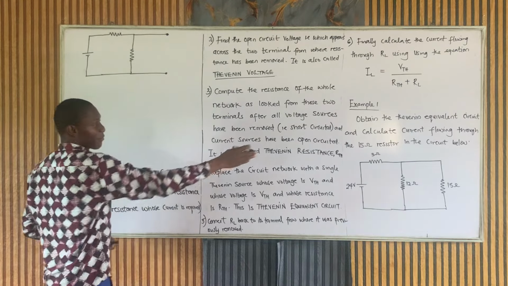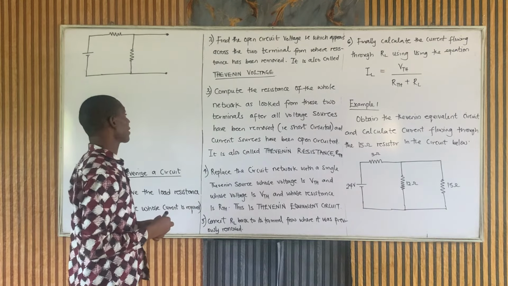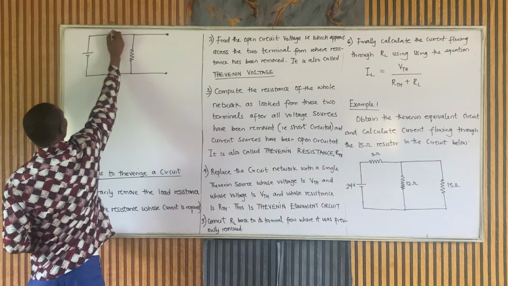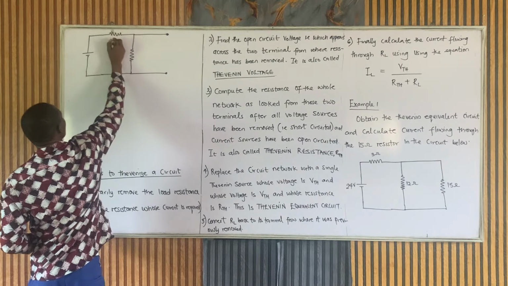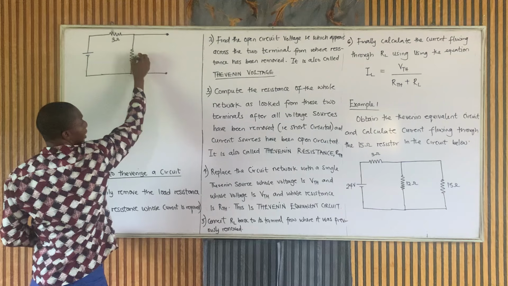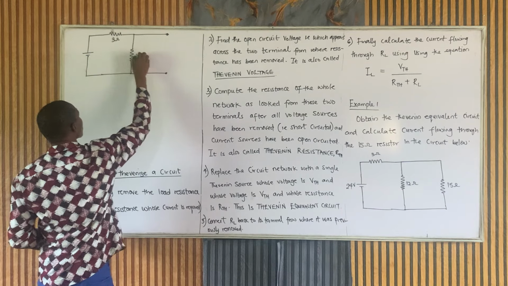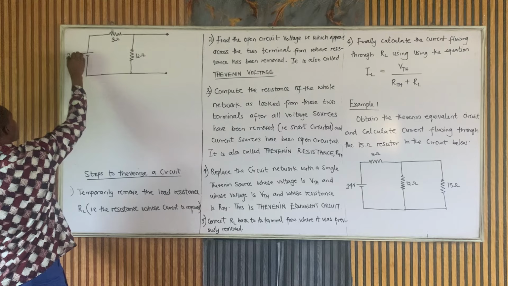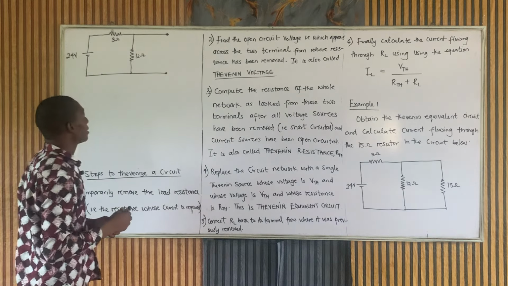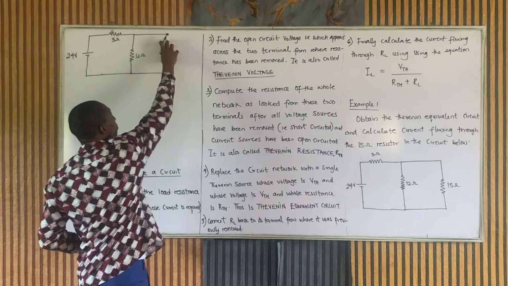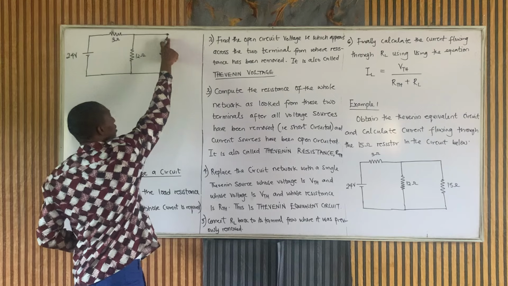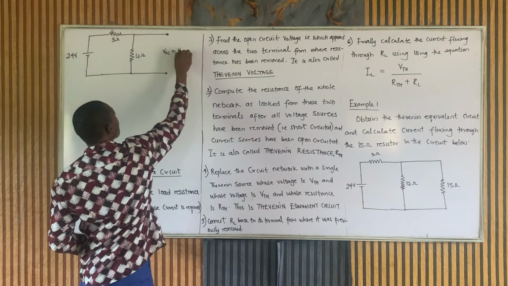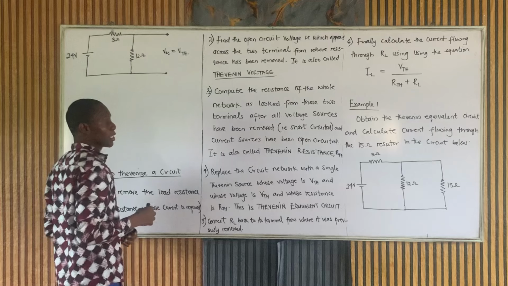So I have removed the 15 ohm resistor, which is the load resistance now. Now, here we have 3 ohms, and here we have 12 ohms. And then this is 24 volts. Okay? Now, I will look for the open circuit voltage, VOC, or you call it VTH, Thevenin voltage.